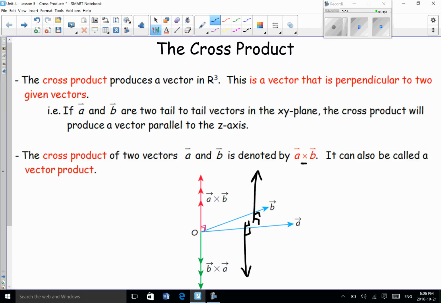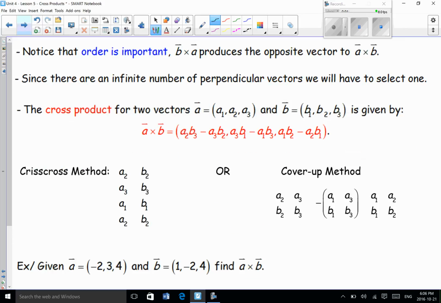You also might notice that A cross B and B cross A actually point in different directions, and that's kind of a key that the order of things does matter. Because there are these infinite number of vectors that we can produce, we have to agree on the one vector we want to produce. And we can do that by creating a formula for this vector.